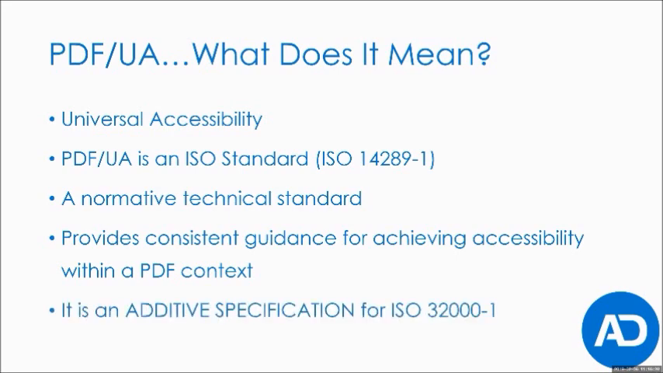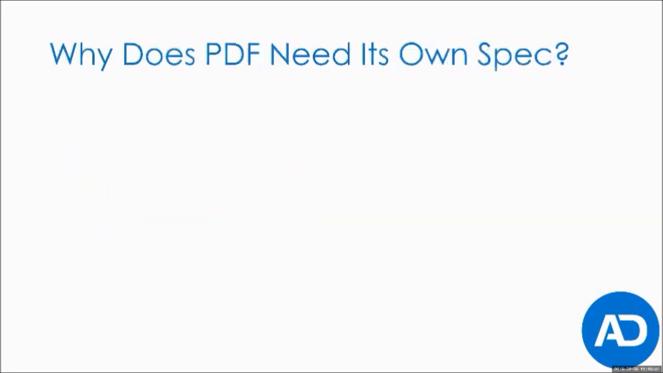And as I said earlier, it's an additive spec for ISO 32000. So again, a PDF UA file, in order to conform, must also conform to 32000. So you can't have one without the other. So why do we need our own spec? Why can't we just leverage WCAG and say, Bob's your uncle, we'll use the 32 pieces of guidance that are provided by the W3C for PDF?